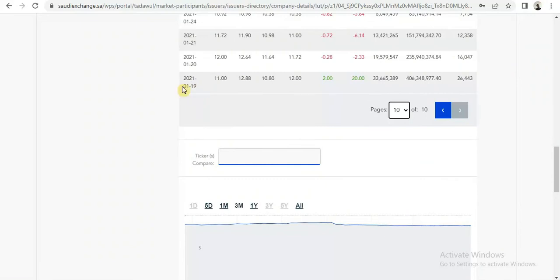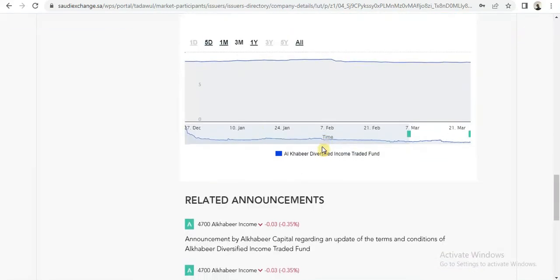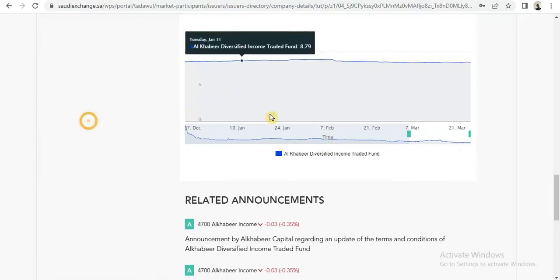19th January 2021 was the starting date. Opened with 11, 12.88 was the maximum on that day, 10.80, 12 was the closing, 2 was the increase. This is what I showed before. On the second day, it opened at 12, the maximum was 12.64 and the closing was 11.72, negative 0.28.